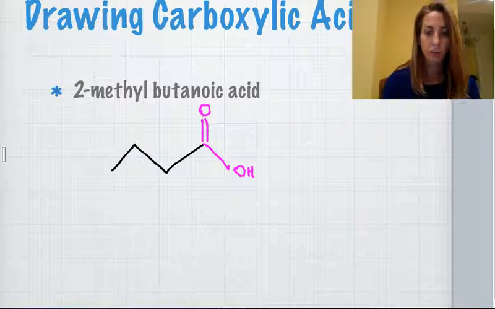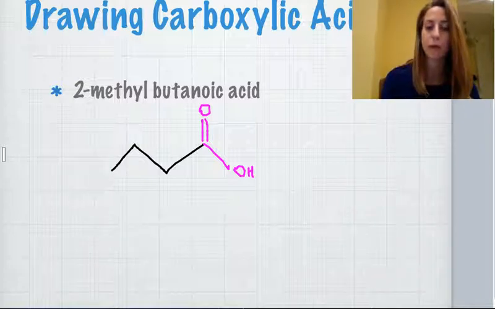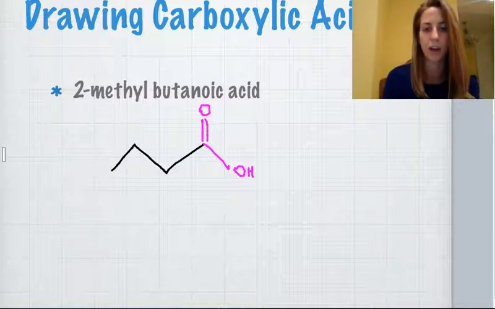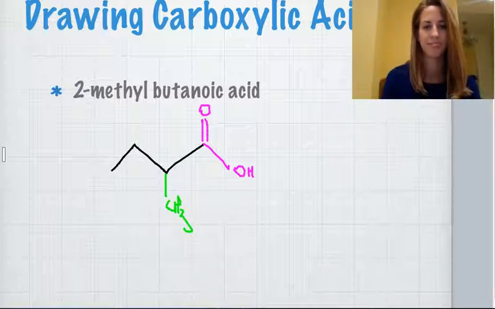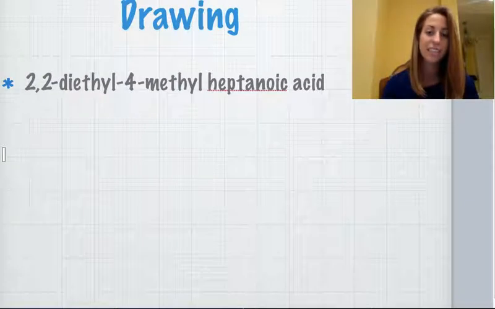And on the second carbon we have a methyl group. When you're counting them, be sure to count them from the carbon that is at your carboxyl group. So we have carbon 1, 2. This is where our methyl group is right here. It's nice and pretty.